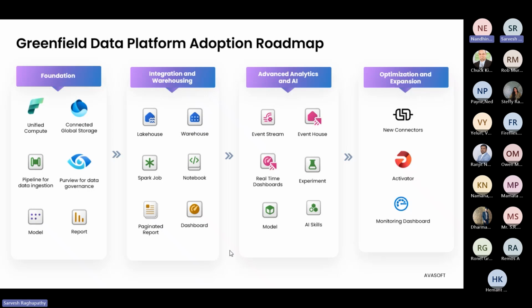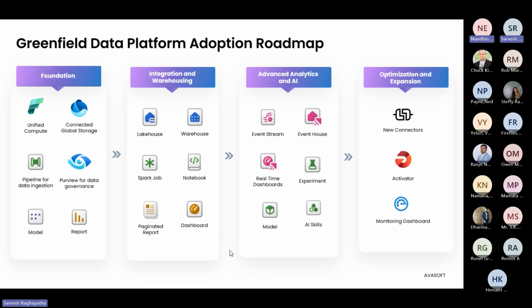When you step into the advanced analytics space, you can utilize the event stream and event house features to ingest and store your data, and this streaming data can be visualized in real time using the real time dashboards that are also available in Fabric. And when you're planning to go into predictive analytics, you would primarily be using the experiment feature and you would be creating the model, and you can also utilize the AI skills that we discussed before.